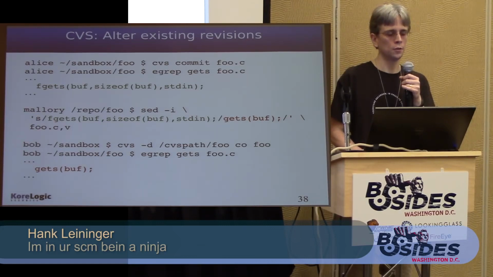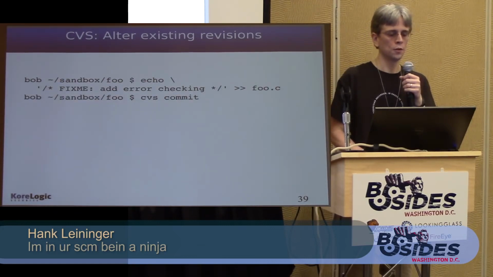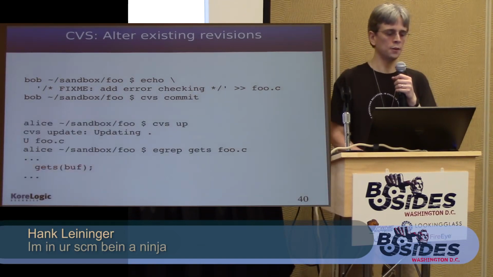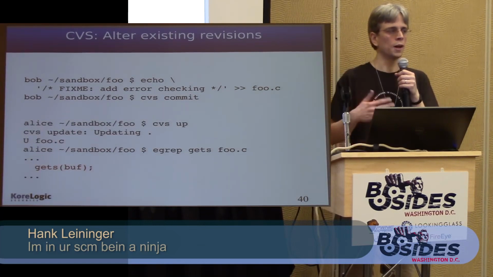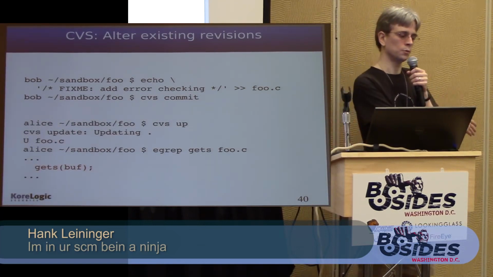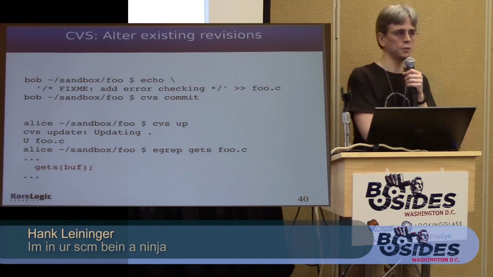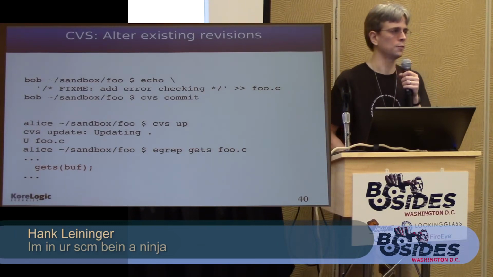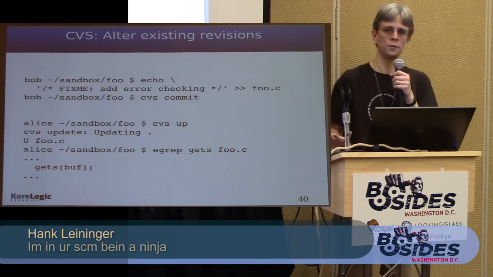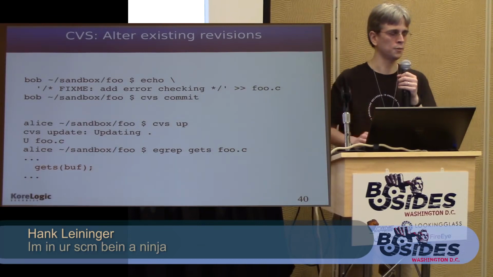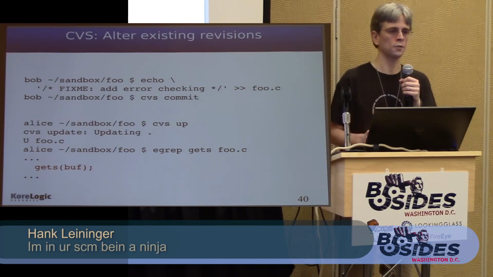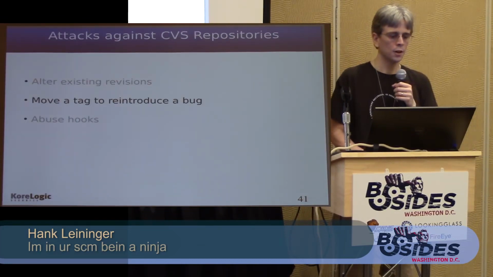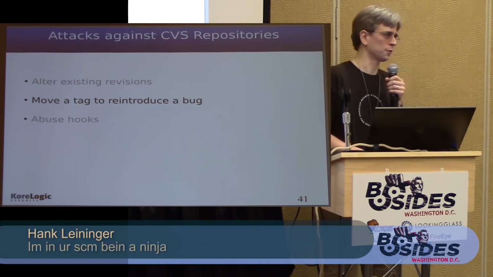Now that's bad. This is worse. Bob then makes some other trivial change to the file and commits it. The next time Alice does a CVS up, without telling her that the revision that she was previously sitting at is now different from what it was before. Basically, Bob, having committed a change, has whitewashed the hand futzing that we did, and so Alice gets the malicious code back. Boom. All right, so that one requires file system access on the repo server.